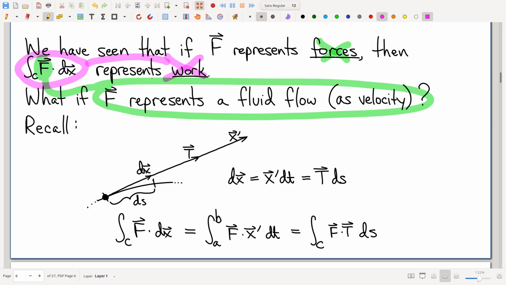Let's just think it through. If our vector field represents velocity, then what we have in here is velocity dot displacement. There's no force involved, right? Velocity dot displacement has nothing to do with work. So, reasonable question. What does a vector line integral represent when your vector field is describing a fluid flow as velocity? Pretty reasonable question to want to know.